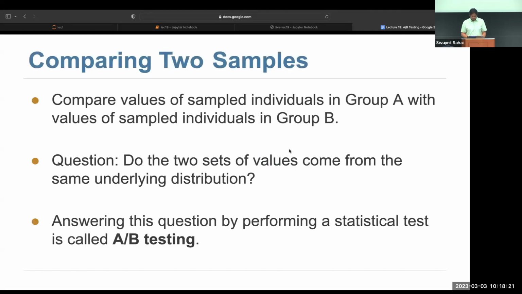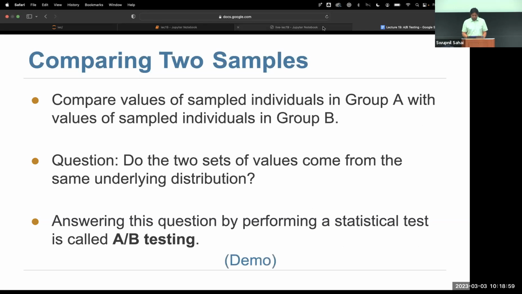The setup here is that we're comparing values of individuals in some group A with values of individuals in some group B. Specifically, we're looking at numerical values here, so it's not just looking at categories or anything like that. The question we're trying to answer is, do these two sets of data come from the same underlying distribution? Or is there a difference in the distributions? Maybe one has higher values on average. The way we're going to do this is pretty similar to the hypothesis tests we've done so far, but there are a few differences. That's why it has a special name, but it's really just another flavor of hypothesis testing.